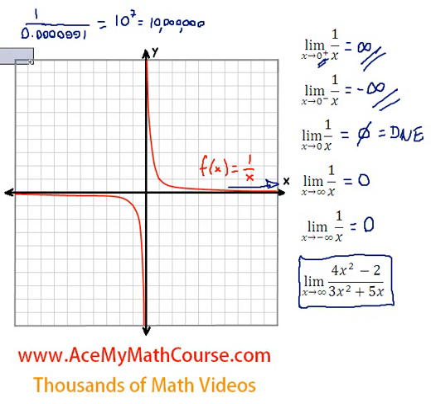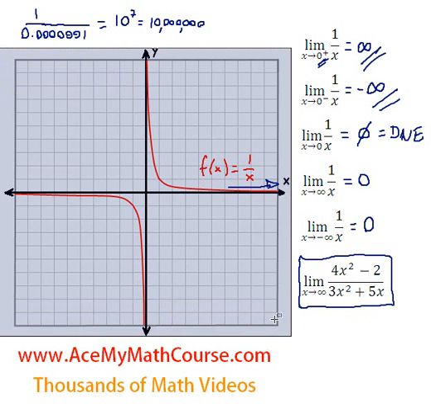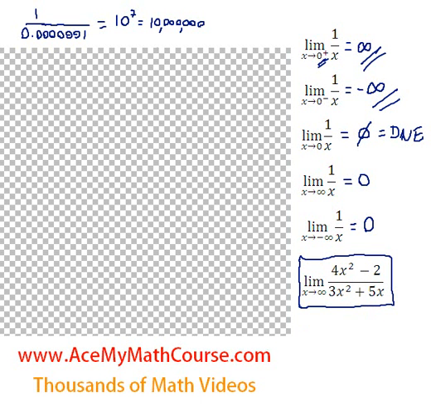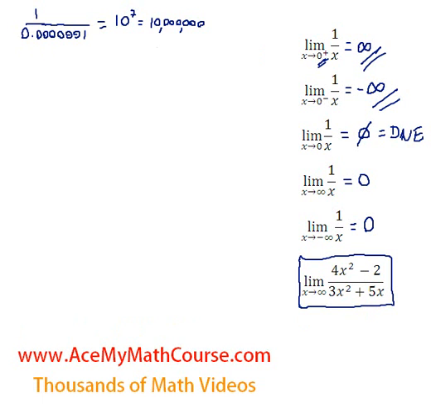Now let me just make some room. Deleted the graph. I'm not going to graph this rational expression. I'm just going to determine the limit algebraically. How can we do that?